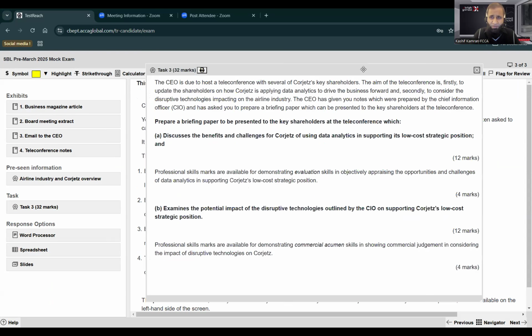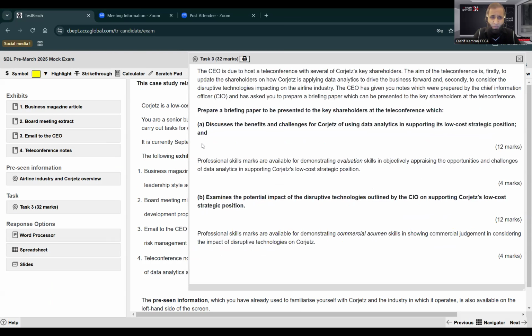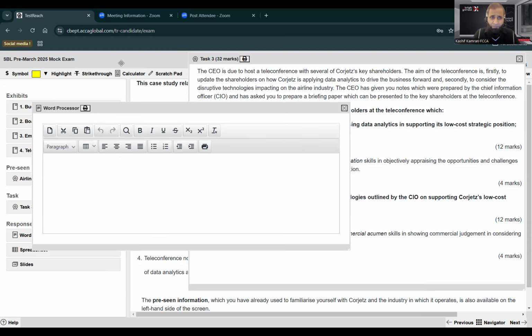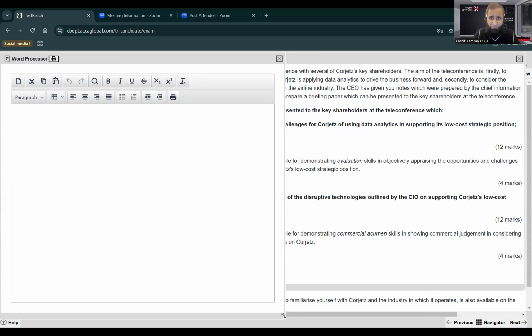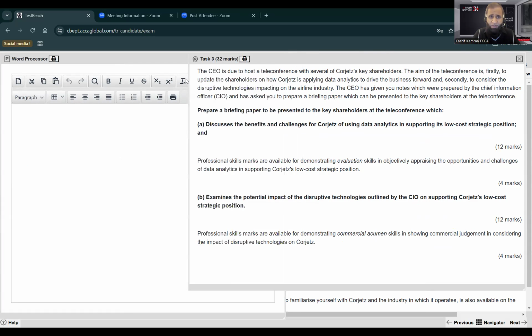You can see task 3 on your screen, and we will simultaneously open the word processor to answer the question. We'll keep copy pasting anything which is of relevance. Okay, let's read through it.